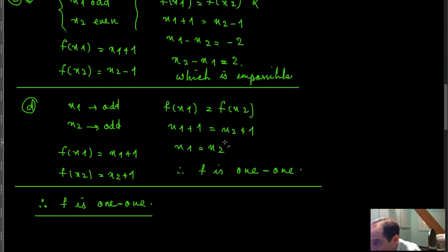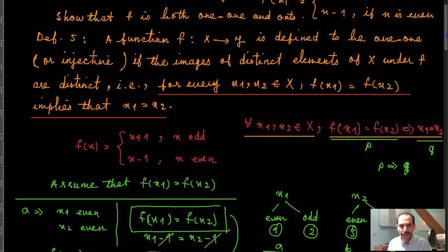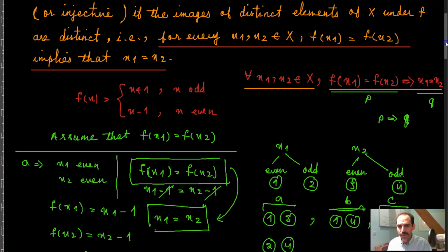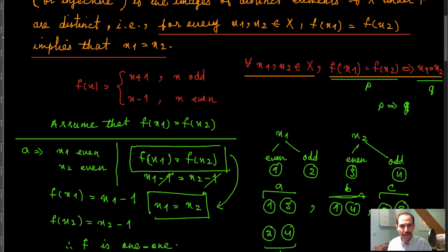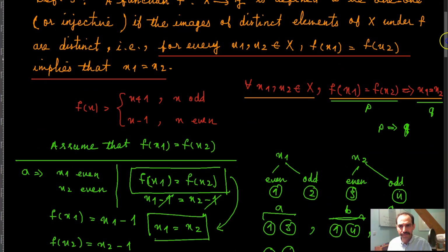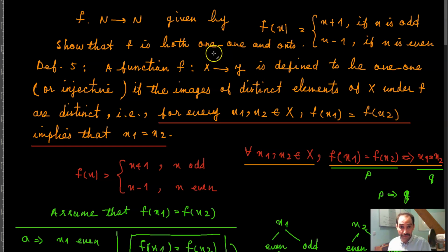Now another part of the question is that you want to show that f is 1-1 and also onto, right?